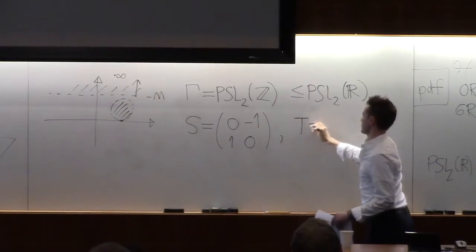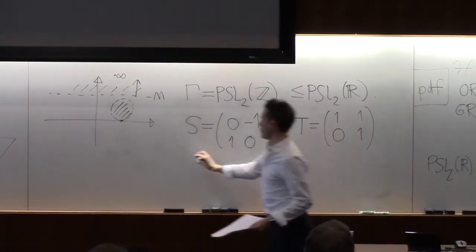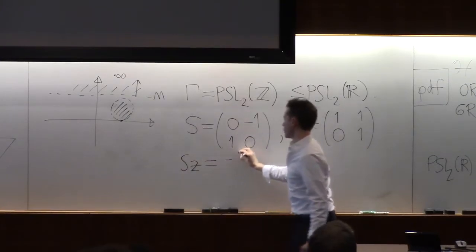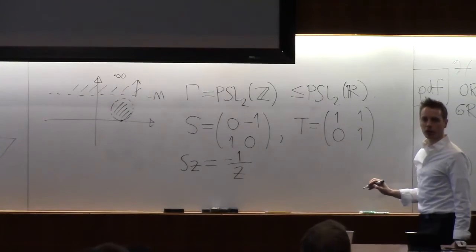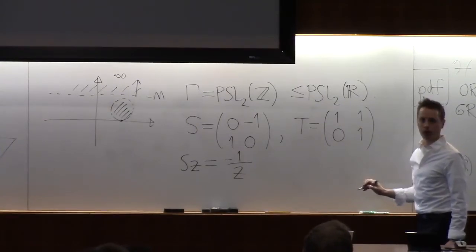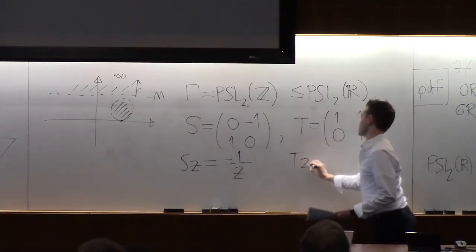And T is (1, 1; 0, 1). Sorry, (1, 1; 0, 1). And how do these act on the upper half plane? Well, S is going to send you to what wants to be reflection in the unit circle, but because it's determinant 1, it can't be a reflection, so it makes up for it by sticking in a negative sign. And this one is the translation.